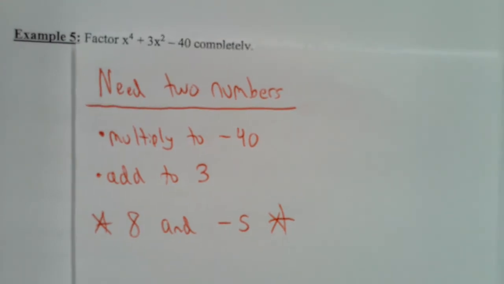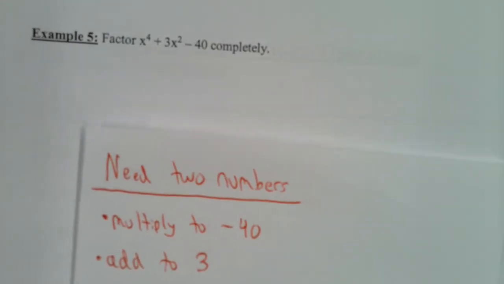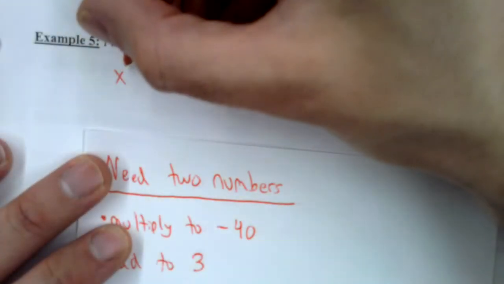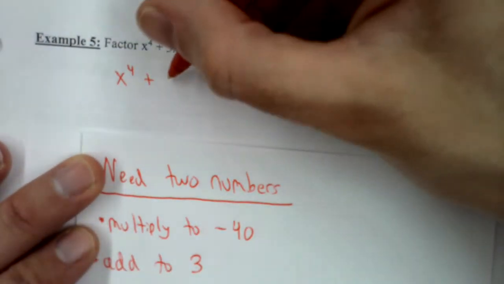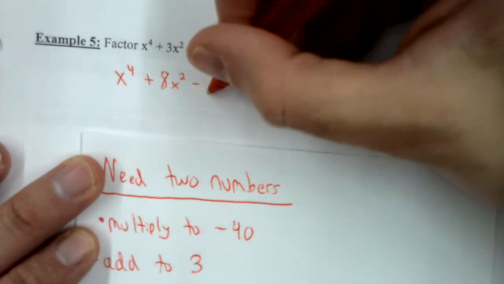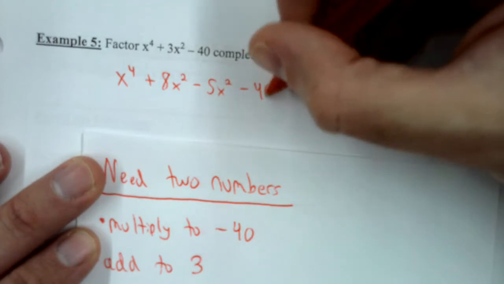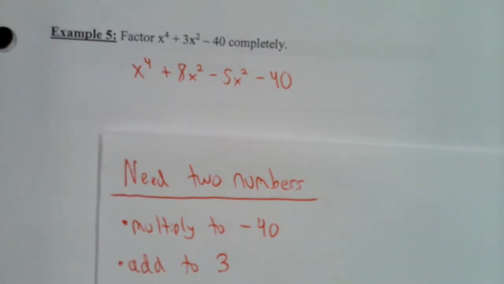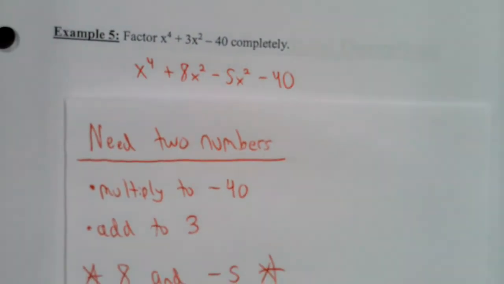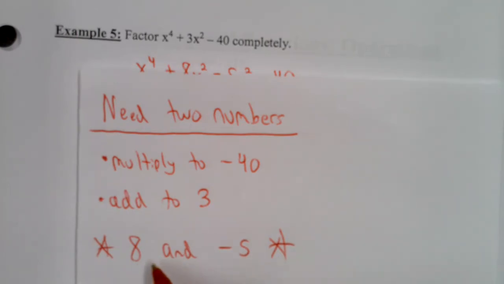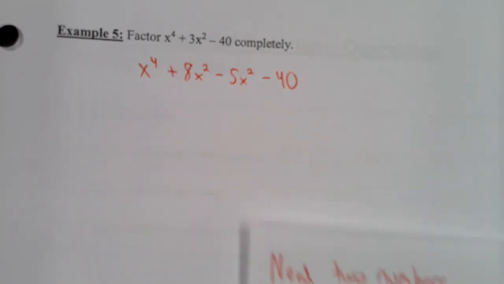You're going to replace the middle term with those two numbers. So I'm going to write x to the 4th power plus 8x squared minus 5x squared minus 40. Those are the two numbers we got. Now I'm going to do factoring by grouping.